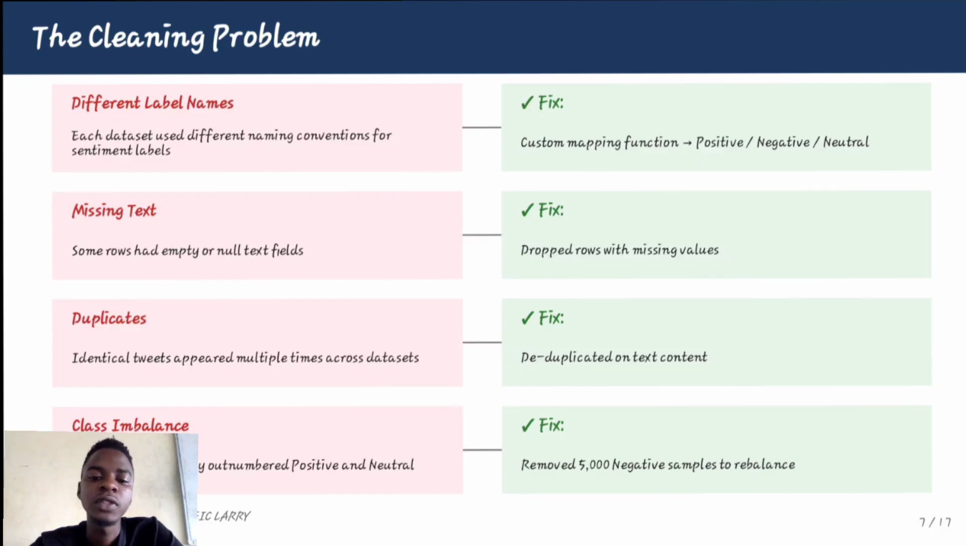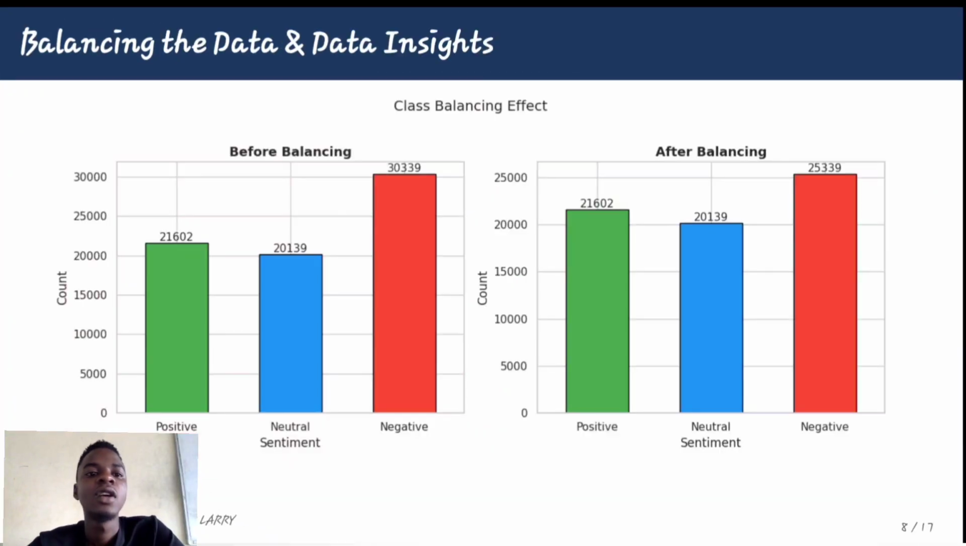Then the class balance, where the negative class heavily outnumbered the positive and neutral classes, so we removed about 5,000 negative samples to rebalance the classes. This was the data before balancing, where the negative class had much more data compared to the other two classes, the neutral and the positive. And this was after the balancing of the 5,000 samples was done.